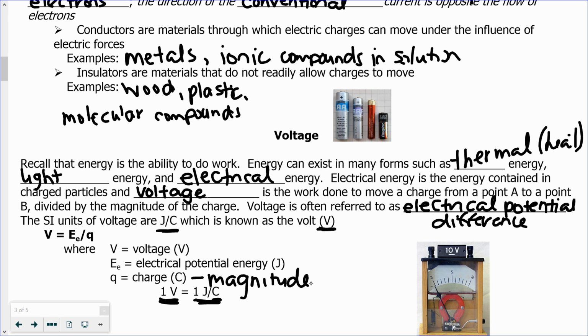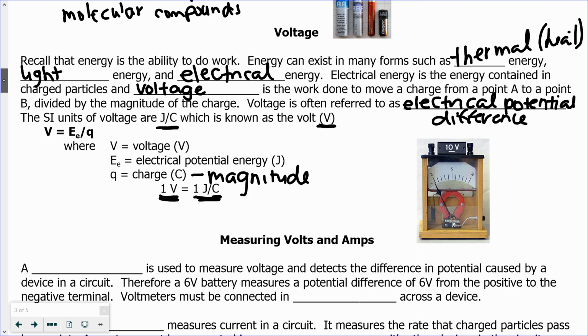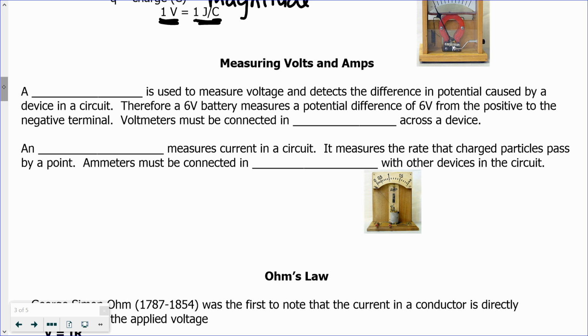So, measuring volts and amps, the way that these can be measured. These ones are pretty easy to remember. The way that you measure voltage is a voltmeter. It's used to measure voltage and detects the difference in potential caused by a device in the circuit. Therefore, a 6-volt battery, I was just talking about 9-volt batteries, but I guess we're talking about 6 now, measures a potential difference of 6 volts from the positive to the negative terminal.